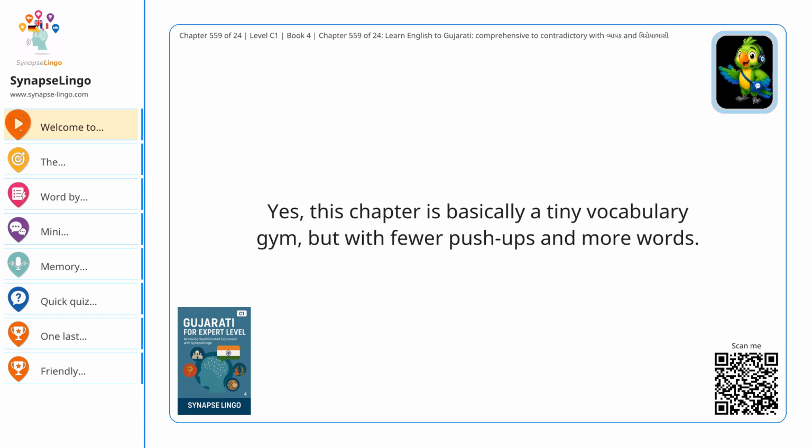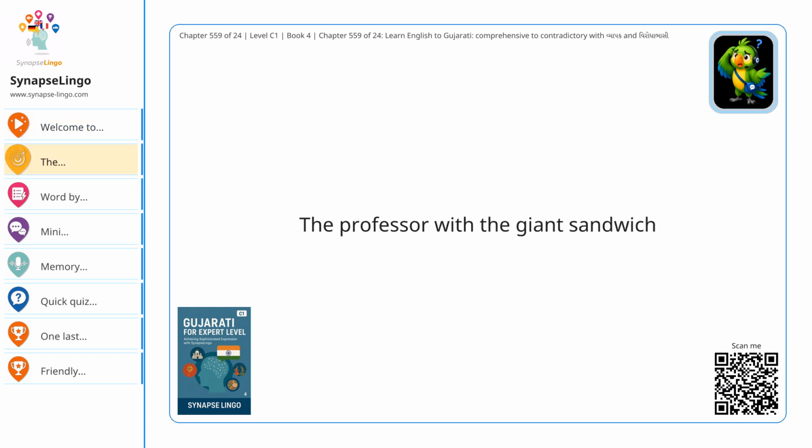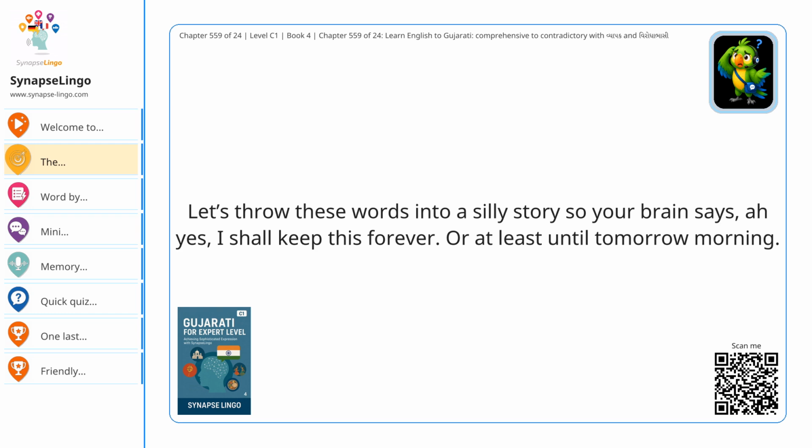Yes, this chapter is basically a tiny vocabulary gym, but with fewer push-ups and more words. The professor with the giant sandwich. Let's throw these words into a silly story so your brain says, ah yes, I shall keep this forever. Or at least until tomorrow morning.